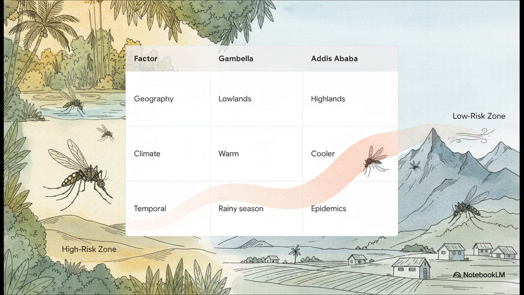Down in the western lowlands, like Gambela, that warm climate below 2,000 meters provides highly seasonal peaks during the rains. Conversely, the central highlands, like Addis Ababa, are cooler and much lower risk. They only really see epidemics when unusually warm weather allows mosquitoes to survive at those higher altitudes. So altitude and temperature literally govern the disease's spatial pattern.